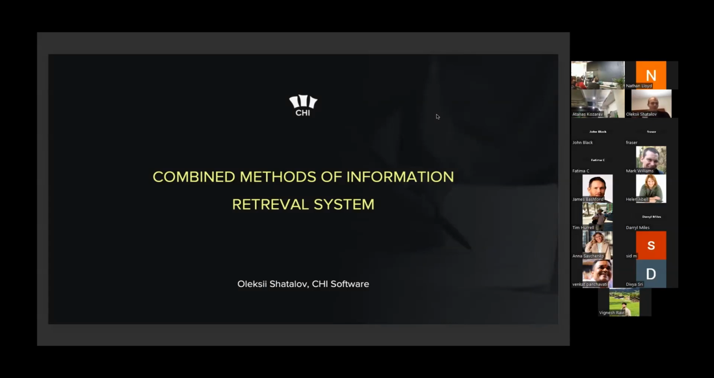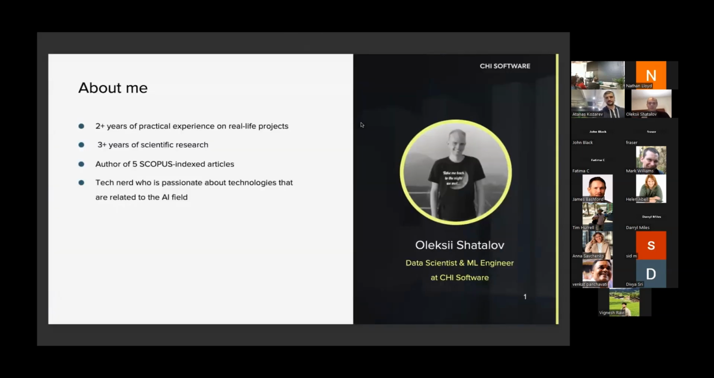I have 2 years of professional industrial experience in the customer and production application lives and projects. Plus 3 years of scientific research at the laboratory of my university, with several Scopus indexed articles. I'm a passionate machine learning engineer and data scientist that develops new technologies, because it's interesting for me. That's just an interesting thing.